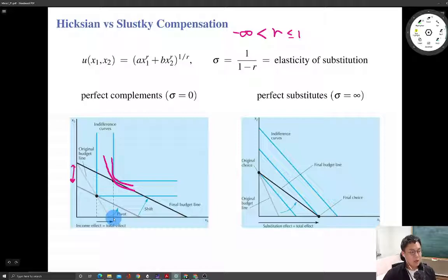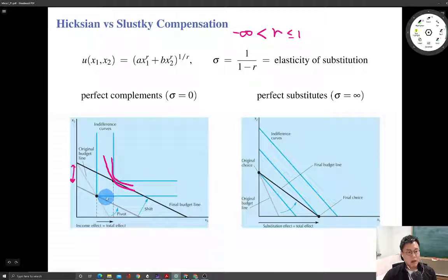So there is no change in demand due to the change in the relative price. So the total effect is wholly captured by the income effect. That is quite intuitive, because in case of perfect complements, even though good one becomes relatively cheaper or relatively expensive, we cannot expect any transition from good two to good one, or the other way around. So there's no substitution effect.